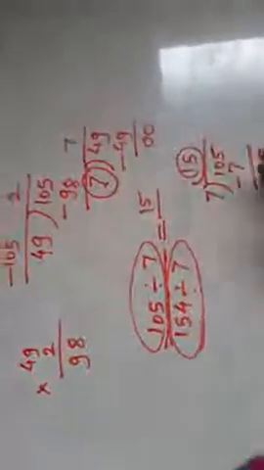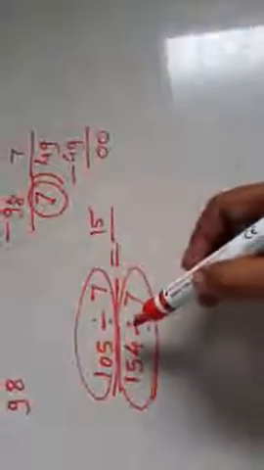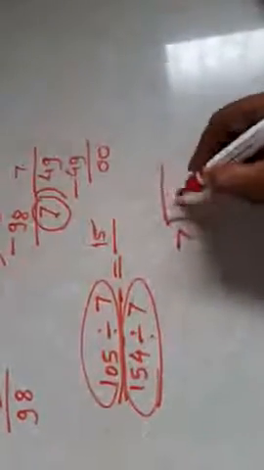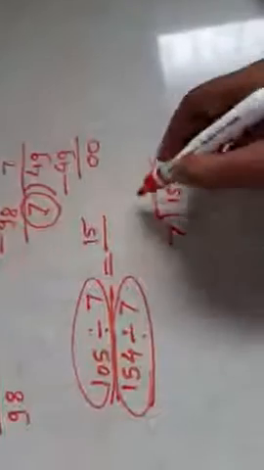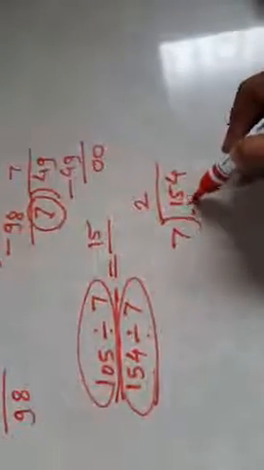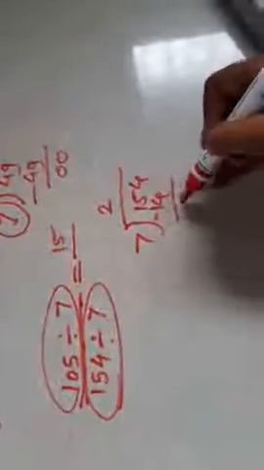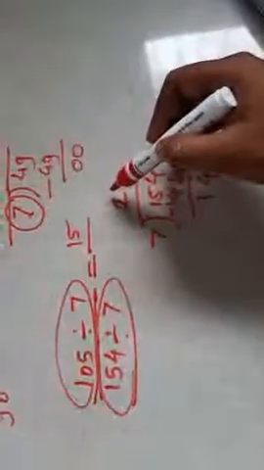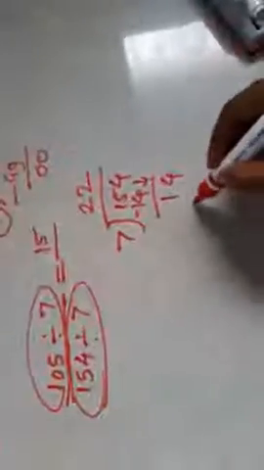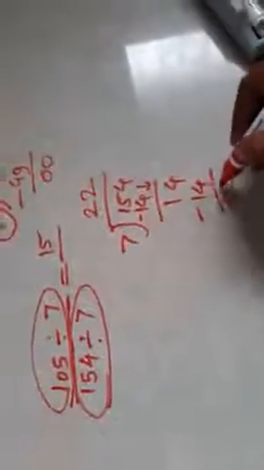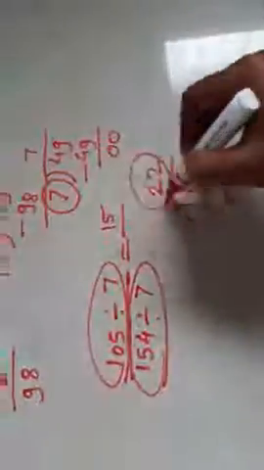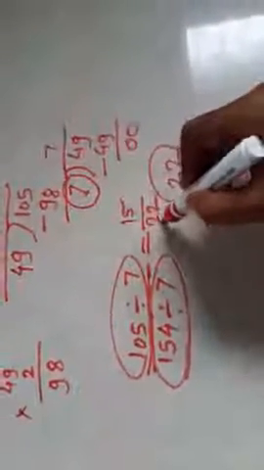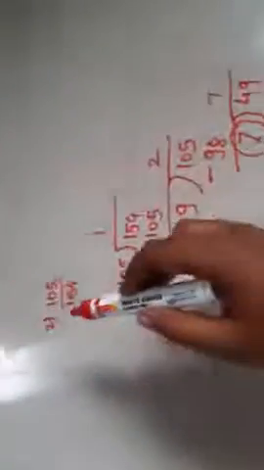Now this also we will do. 154 divided by 7. It will be 7 2s are 14. 15 minus 14 is 1, 4 as it is. So again 7 2s are 14. So 14 minus 14 is 0. The quotient is 22, that we will write here. So this is the simplest form of this ratio.